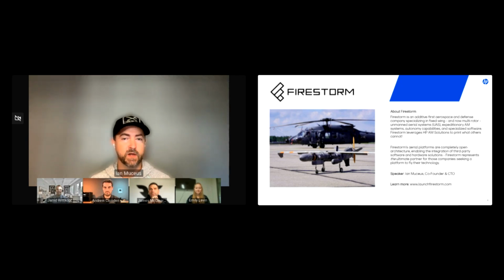Our experience is that if you have a fixed system that is hard to integrate with and modify payloads, change payloads in and out, that system will be sitting in hangars and will not be used when the fight starts. So we really wanted to be the antithesis of that. And so we started it there.